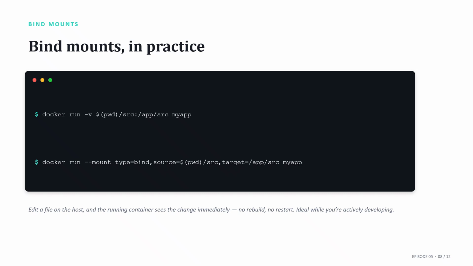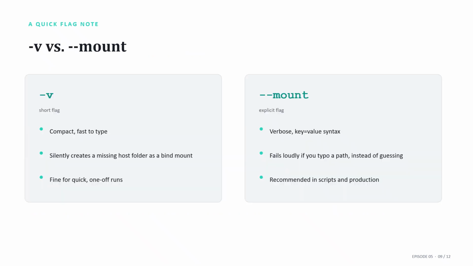Quick note on those two flags before we move on. -v is short and fast to type, but it'll silently create a missing host folder as a bind mount if you make a typo, which can hide bugs. --mount is more verbose, key=value syntax, but it fails loudly if a path is wrong instead of guessing. For scripts in production, reach for --mount.